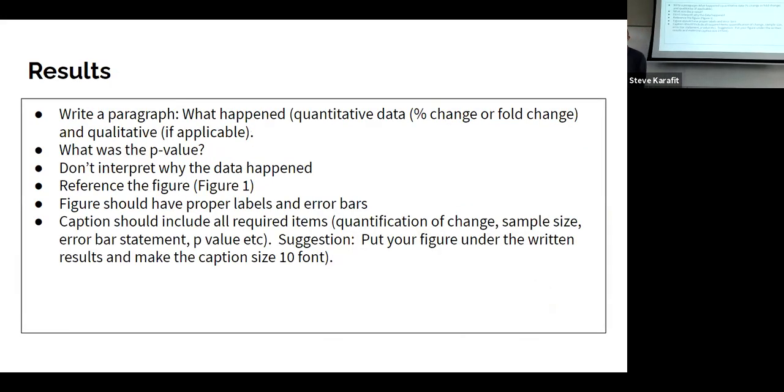All right, the results. Another way that students sometimes miss a lot of points is they'll just put a graph here and move on, or a figure, I should say. But there is a paragraph involved, a written paragraph where you describe what happened. You don't explain what happened, you just describe what happened, like, oh, there was a 28% increase in this over that. And then if you notice any qualitative stuff, you can tell me that.